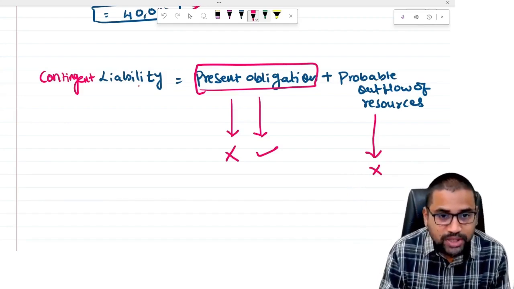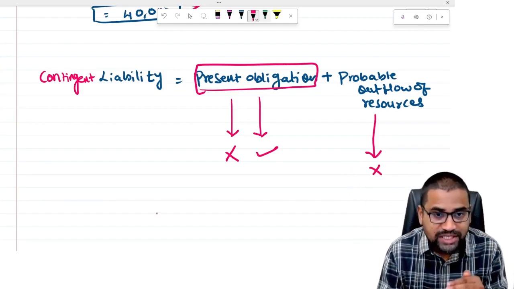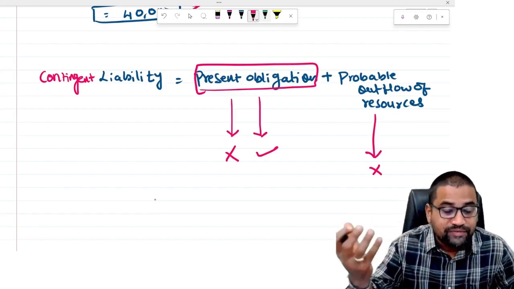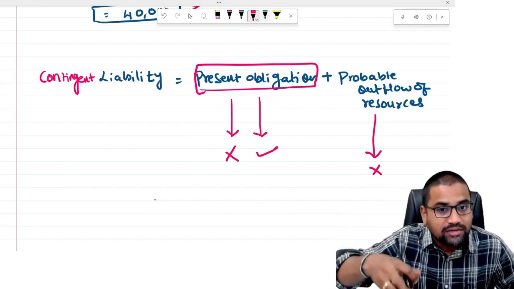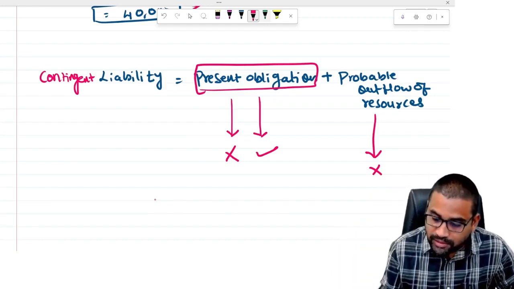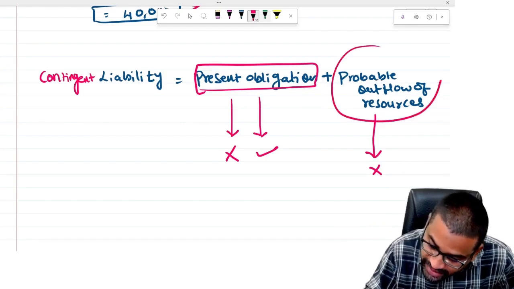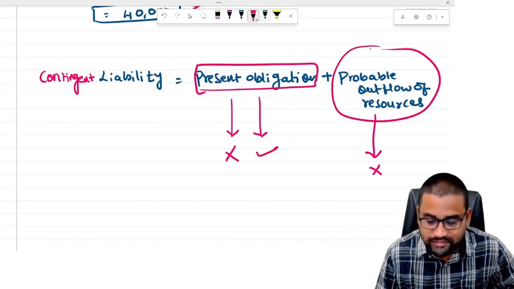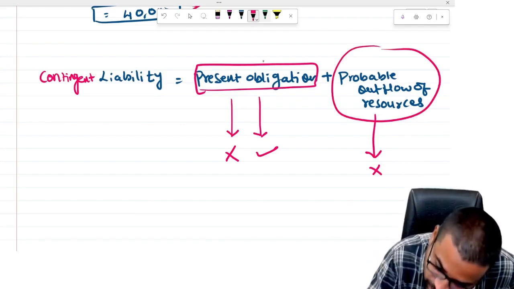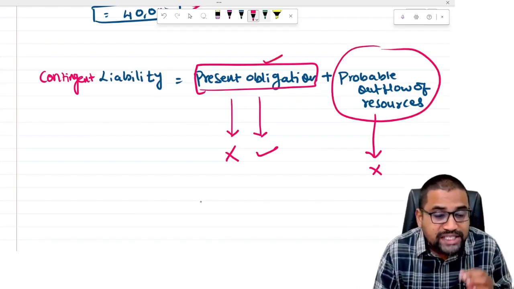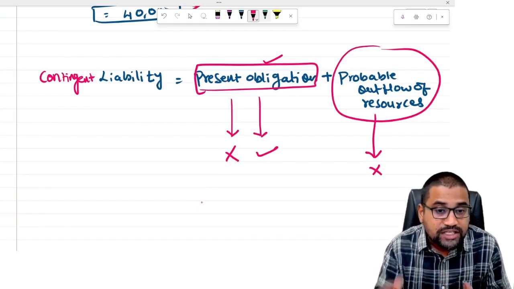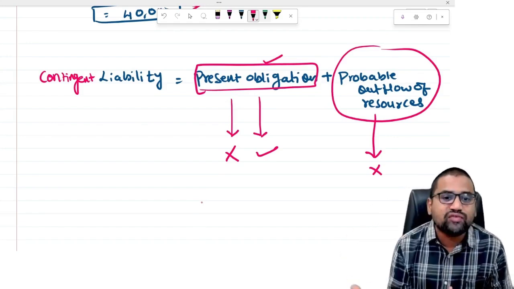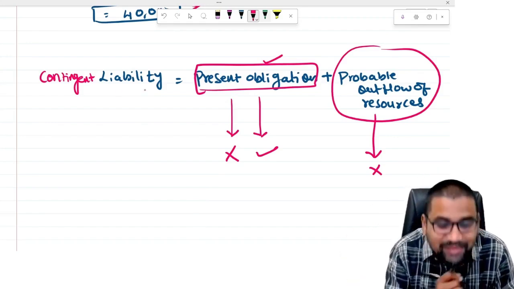Or there is a present obligation, on the date of the balance sheet, based on the evidence available the existence of the obligation is considered probable, more than 50% chance that an obligation is created. But does this obligation really result in outflow of resources to settle? We don't know. Obligation itself is not sufficient. The settlement of it must result in outflow of resources. Then only we call it a liability.